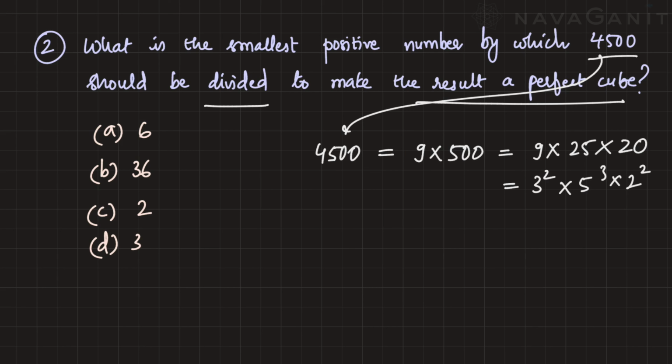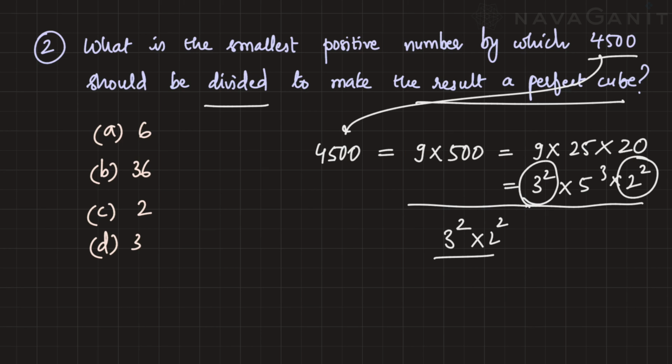So to make this a perfect cube, I would have to drop off these two terms. So 3 squared into 2 squared. So if I divide it with 3 squared and 2 squared, I'll be left with 5 cubed. So to make it a perfect cube, I would have to divide it with 3 squared multiplied by 2 squared, that is 9 into 4, 36. So the smallest positive number by which we need to divide it would be 36 to make it a perfect cube.